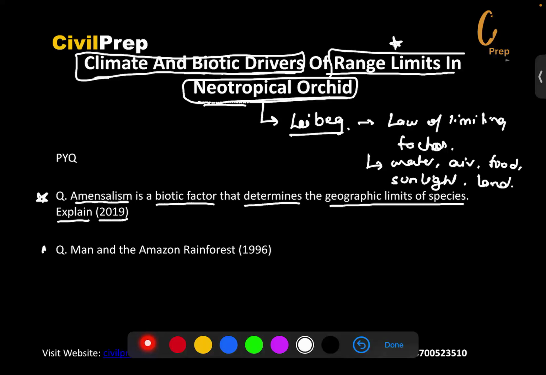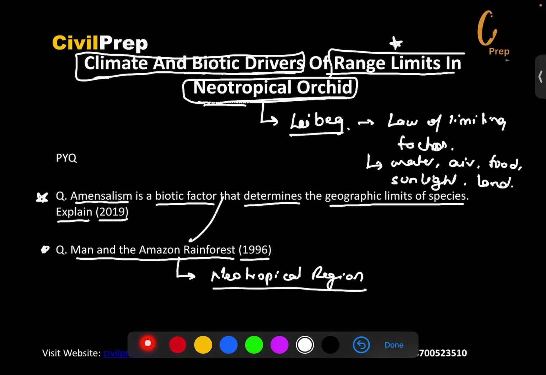Now, the second question, which was asked in 1996, was man and the Amazon rainforest. So here, the Amazon rainforest is also forming part of the neotropical region. So this is also connecting with the neotropical orchid, and the limiting factor we can connect here with the range limits in the neotropical orchid. So we have got two questions here from the PYQ.